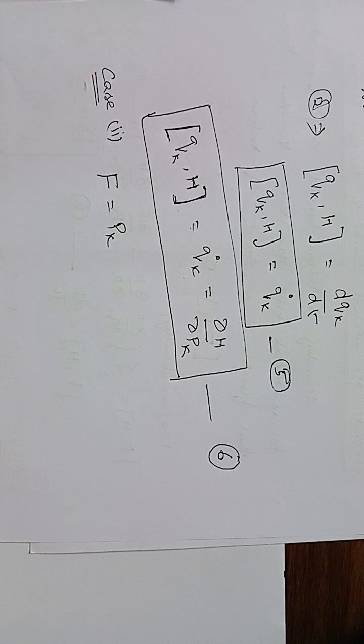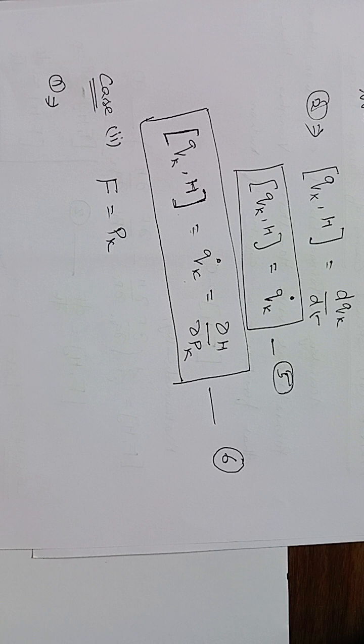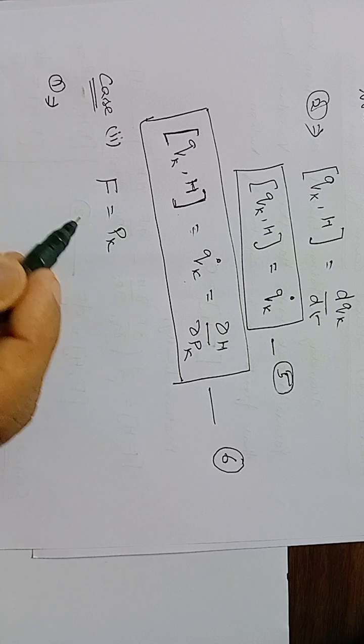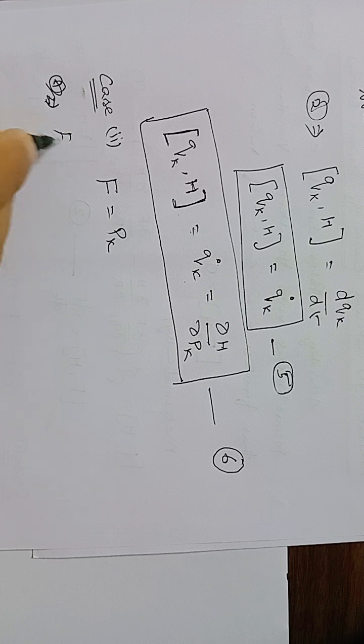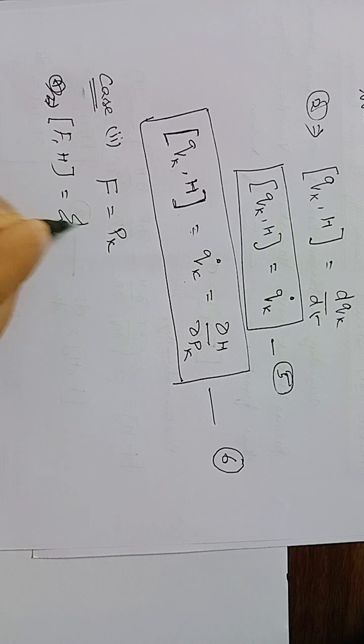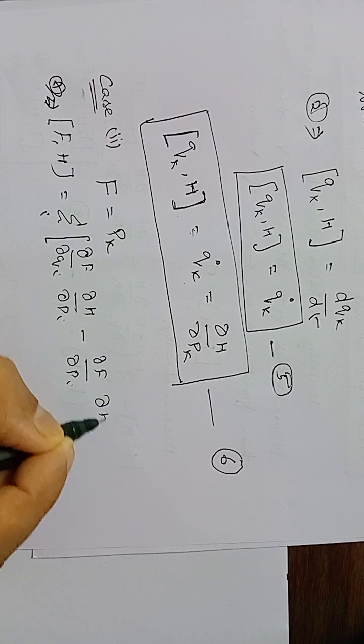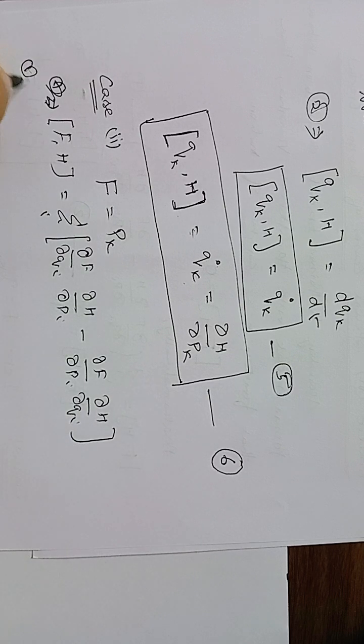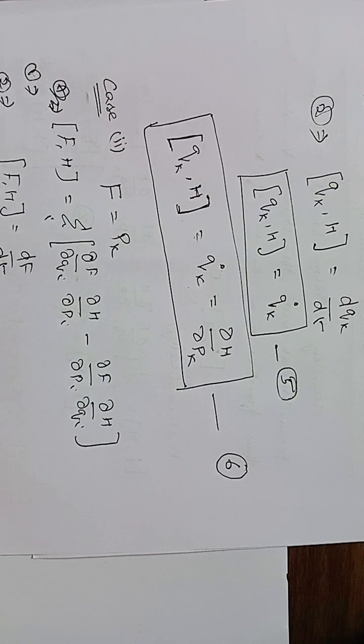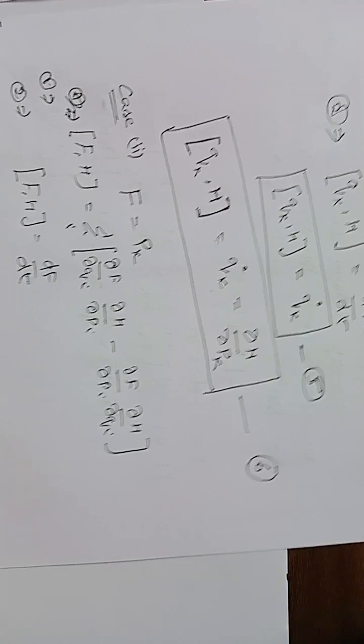So equation 1 becomes, in the place of F you substitute Pk. Once again I will write equation 1, for your understanding: the Poisson bracket of F, H is equal to summation over i of dou F by dou Qi dou H by dou Pi minus dou F by dou Pi dou H by dou Qi. This is equation number 1. Then equation number 2, we know the Poisson bracket of F comma H is equal to dF by dt. Now I am substituting Pk in the place of F in equation 1.